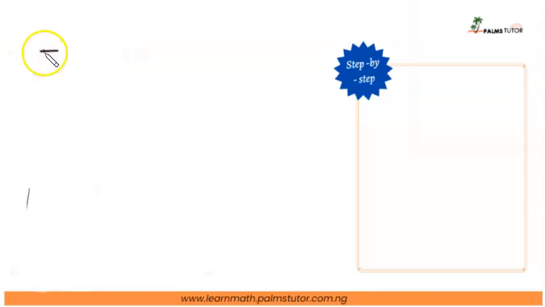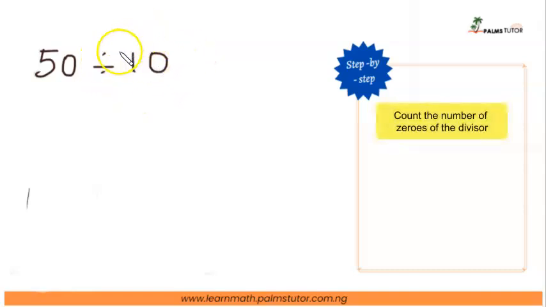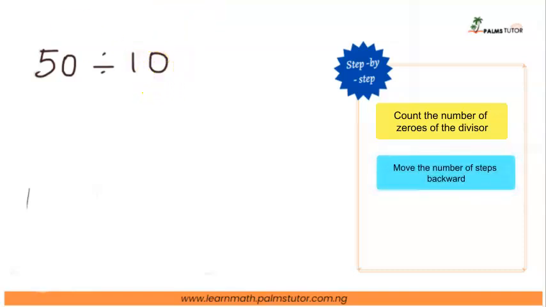Dividing all numbers by 10, 100, 1000 and the likes. So you have 10. Simple. Count the number of 0s at the back of your divisor. Here in this case, 1. Then move that number of steps backward.